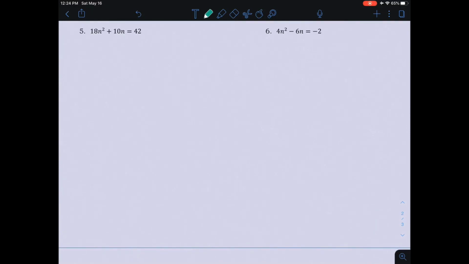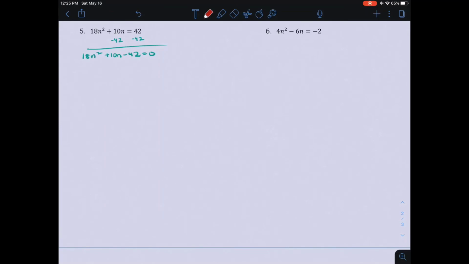Now, if you look at number 5 here, it's a little bit different because the first thing you should notice is there's not a 0 on the other side. I need to have a 0 on one side. So what we're going to do is we're going to subtract both sides by 42. Okay. Now, if I subtract both sides by 42, I'll get 18n squared plus 10n minus 42 equals 0. If you notice, you cannot combine the 10n minus 42, right? Because they're not like terms. So just leave it as 10n minus 42.